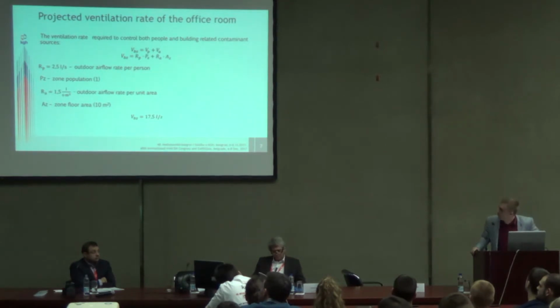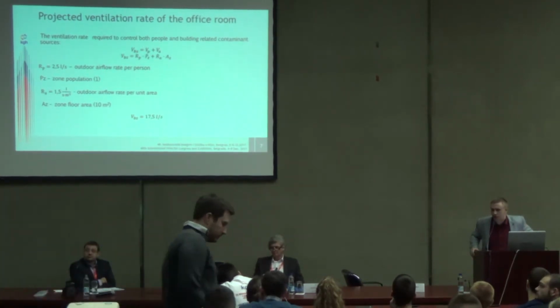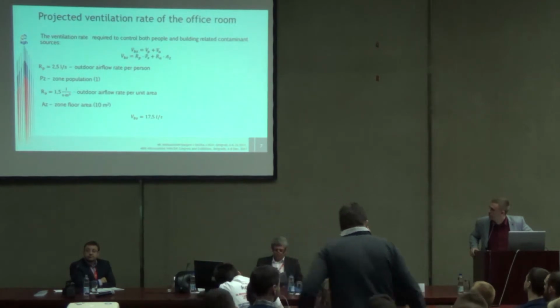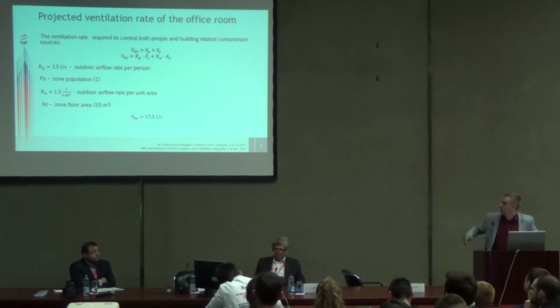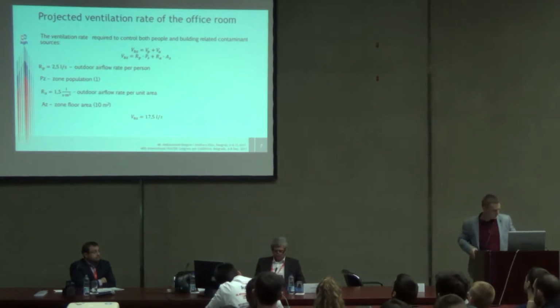We have a factor Rp, which is 2.5 liters per second. This airflow rate we should maintain and multiply with the zone population to get the ventilation rate which can control the people related contaminants. The other one is for the building related contaminants, which is 1.5 liters per second per square meter, and we multiply it also with the zone floor area and get the final result of 17.5 liters per second.